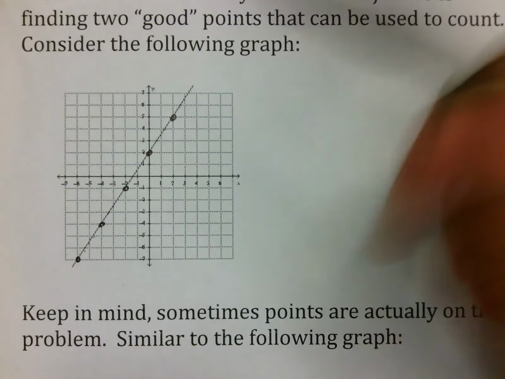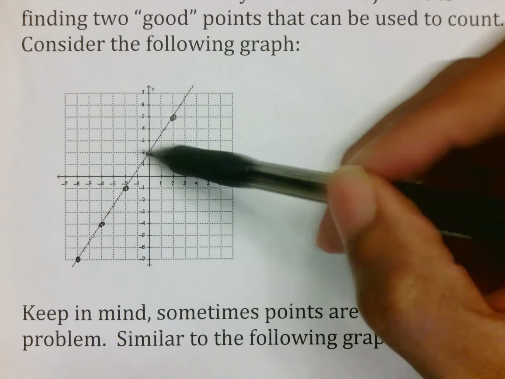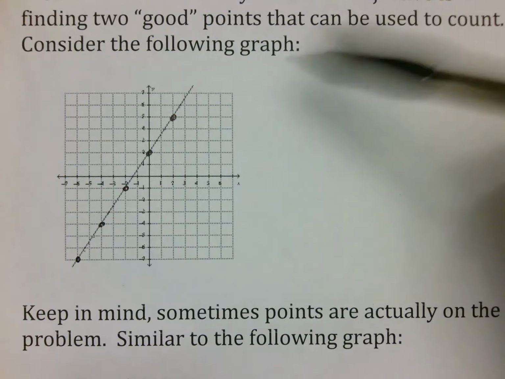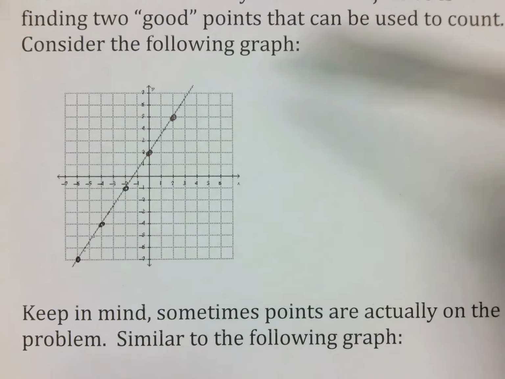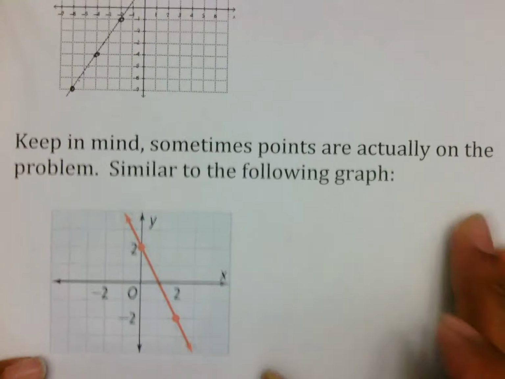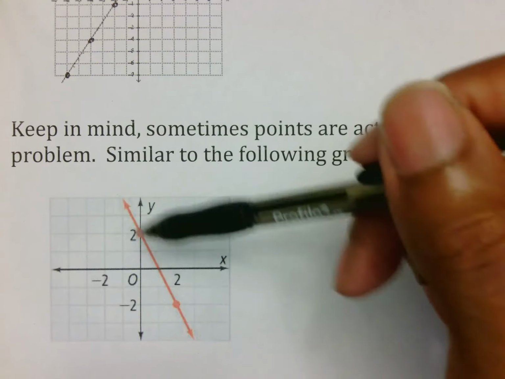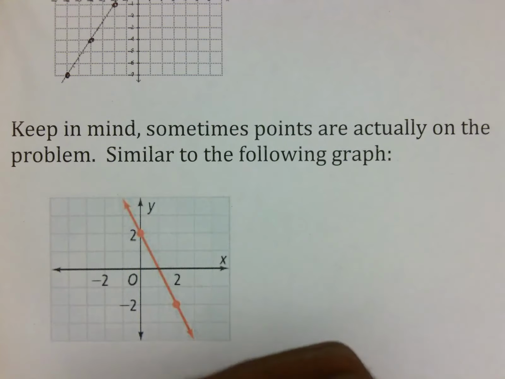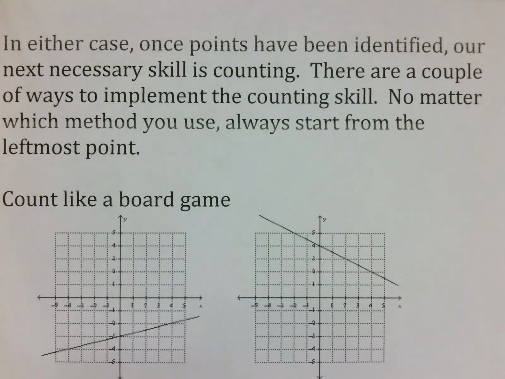But you notice that each of our points has the same general amount in between each one, because if it's a line, then the rate of change of those points is going to be pretty identical along the way, because it's consistent. So keep in mind, sometimes points are actually on the problem, similar to the graph we have right here, where they give you the problem and actually give you 2 points.